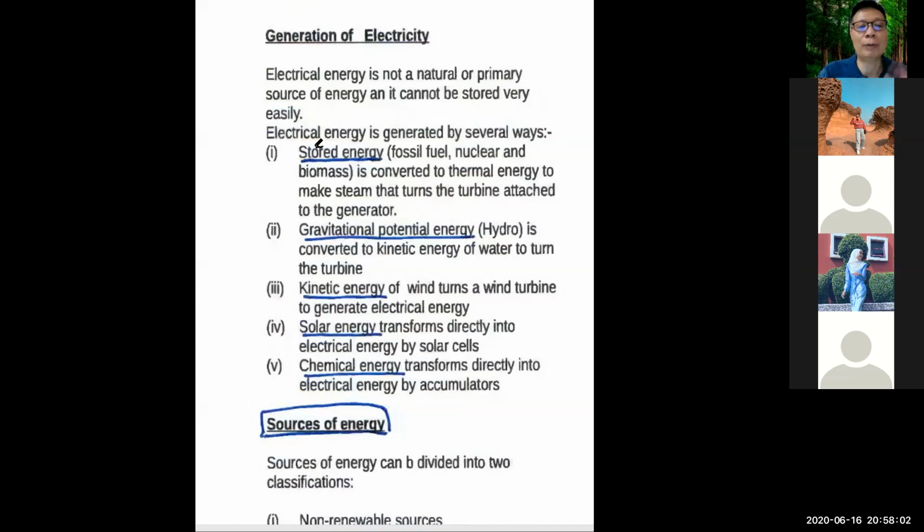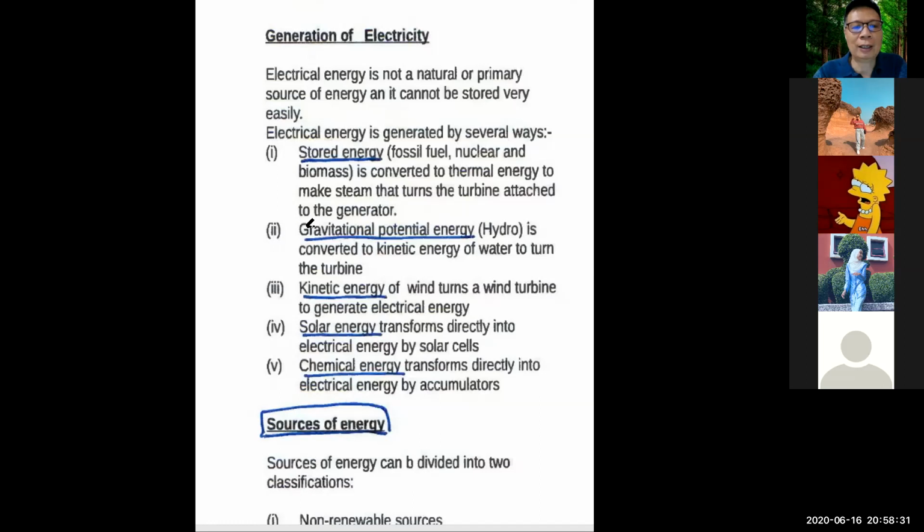So the first one, remember that stored energy uses petrol, fossil fuel, diesel to run the engine. Like the one here in Malacca is stored energy. The one at Tanjung Keling uses natural gas supplied by Petronas. It uses the gas to run the motor, to run the generator. So Malacca is using this method.